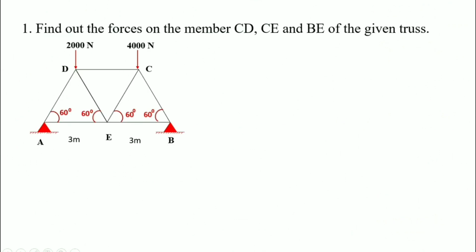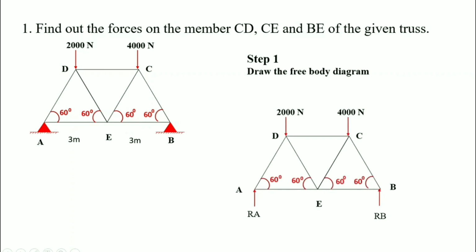Let us analyze the first question. Find out the forces on the member CD, CE and BE of the given truss. First, we want to find out the free body diagram. While drawing the free body diagram, we want to eliminate the hinged supports into reaction components RA and RB. Then find out where we want to find the force. We want to find the forces on the member CD, CE and EB. So draw the section line connecting these 3 members like this.